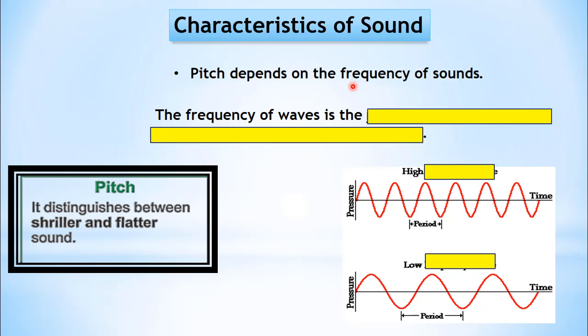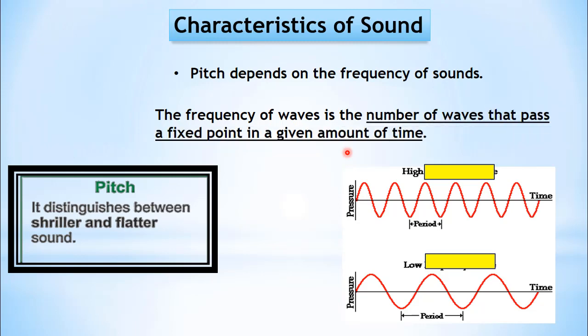What is the frequency of sound? The frequency of waves is the number of waves that pass a fixed point in a given amount of time. Look at the figure. This is a high frequency wave and this is a low frequency wave. In the high frequency wave, there is a large number of waves passing in a given time period as compared to the low frequency wave. Students, to understand the concept of pitch in detail, watch this video.